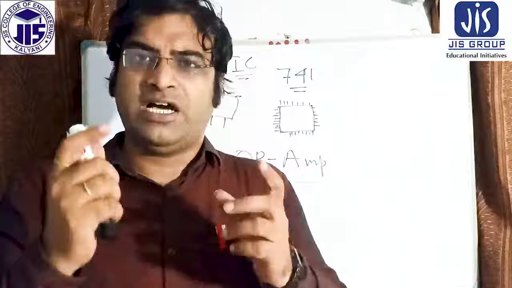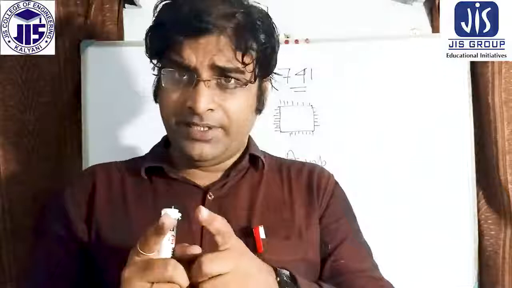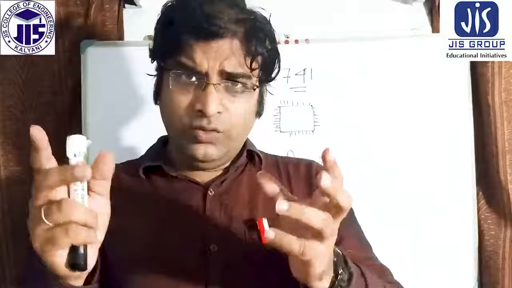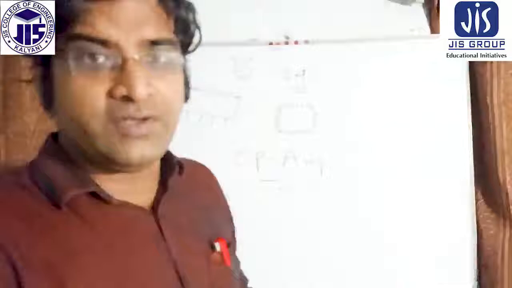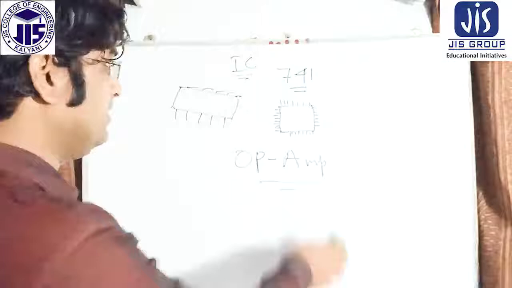In the case of the operational amplifier, the same thing happens. Inside the operational amplifier there is a complicated circuit, and that circuit is integrated and populated in a particular small chip, that is called the IC. Now we go for the operational amplifier for the first time, and then we can understand the reason behind this op-amp and all those things.